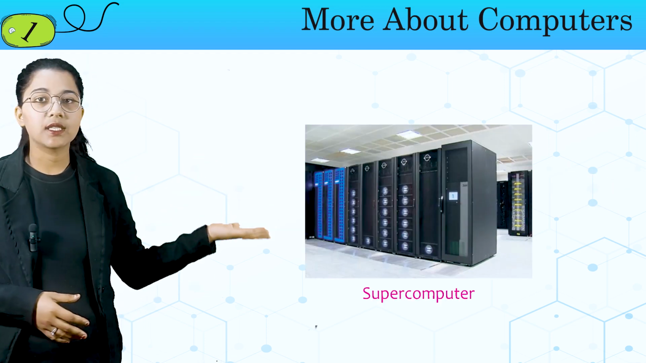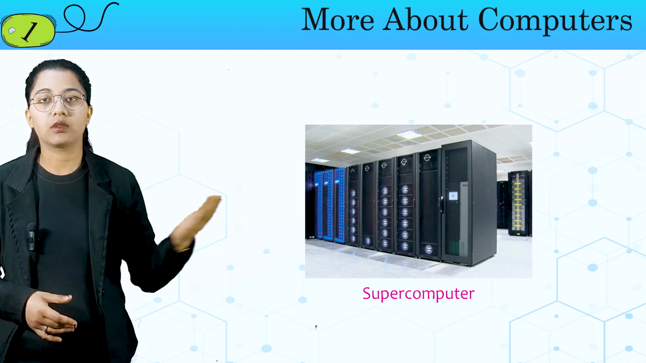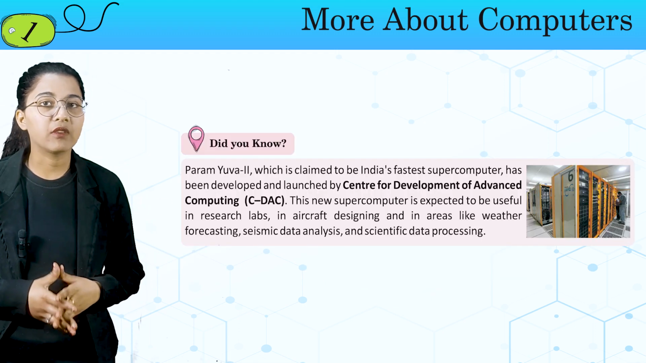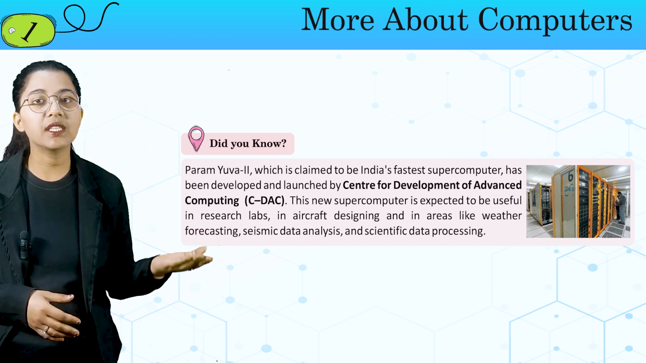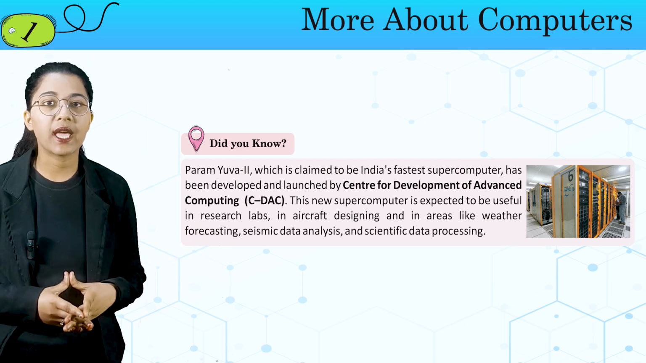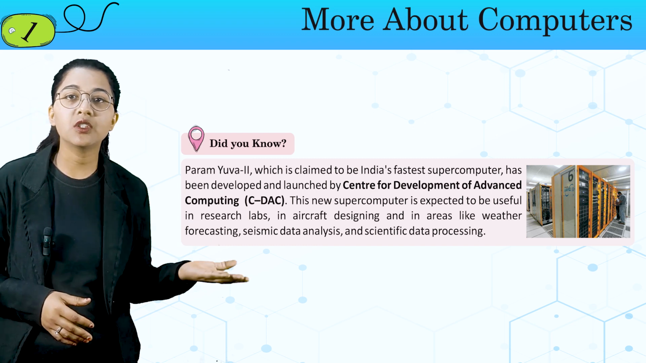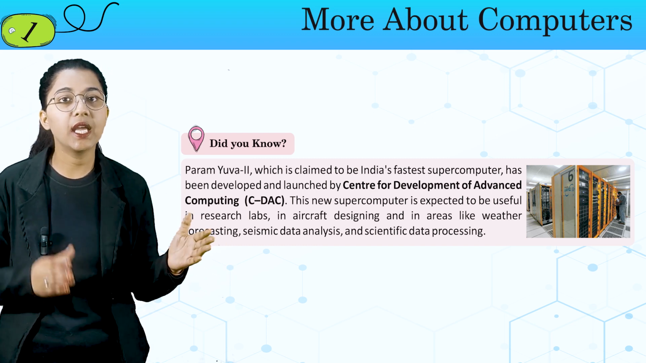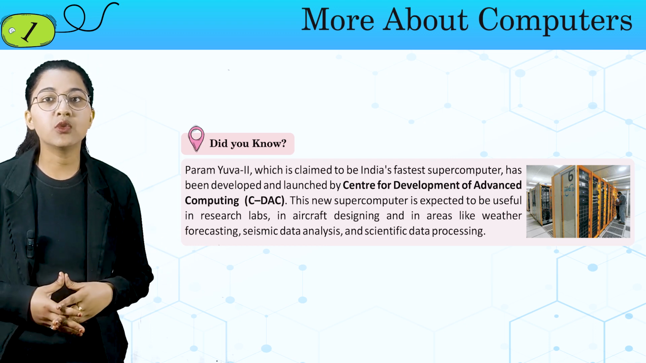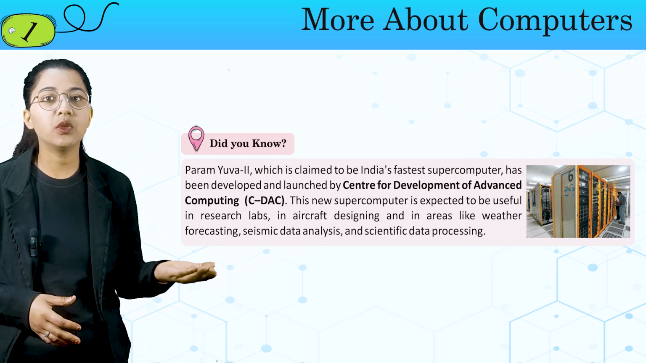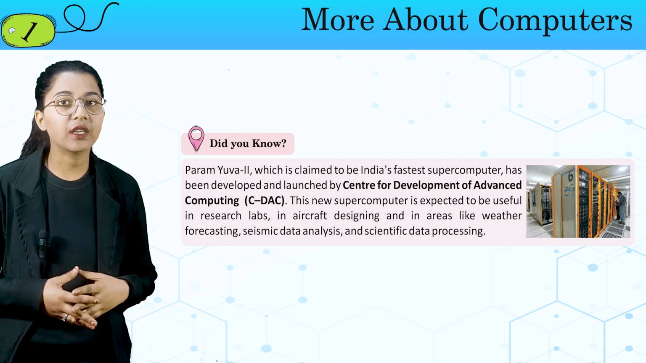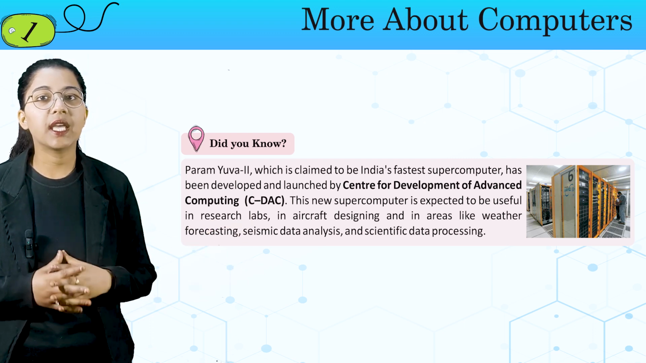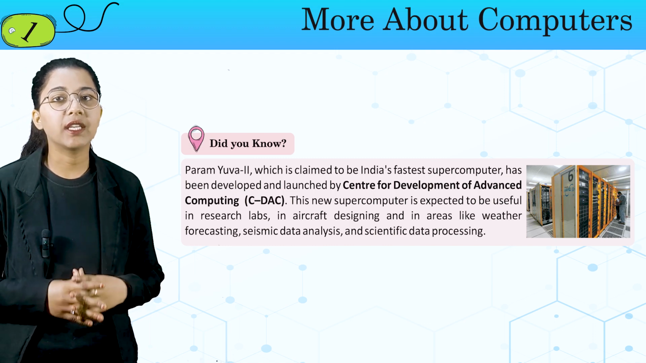So students, this is the picture of a supercomputer. Now students, did you know Param Yuva 2nd, which is claimed to be India's fastest supercomputer, has been developed and launched by Center for Development of Advanced Computing, that is CDAC. This new supercomputer is expected to be useful in research labs, in aircraft designing, and in areas like weather forecasting, seismic data analysis, and scientific data processing.